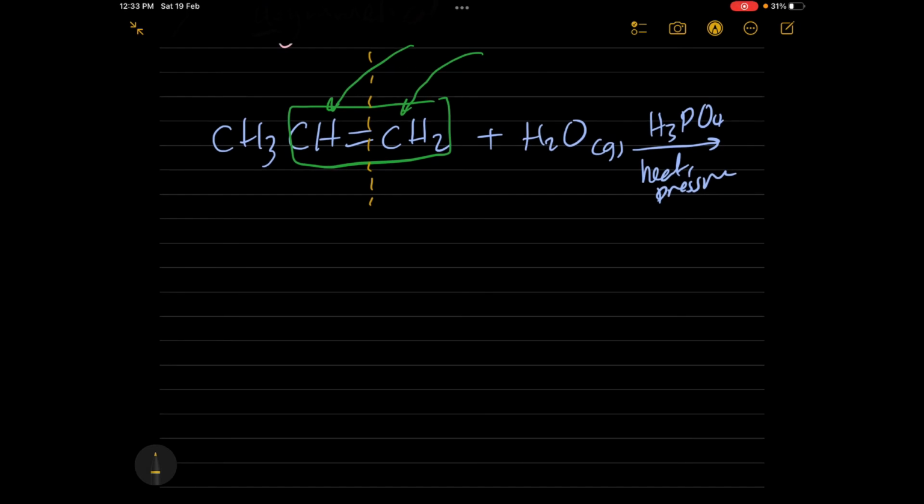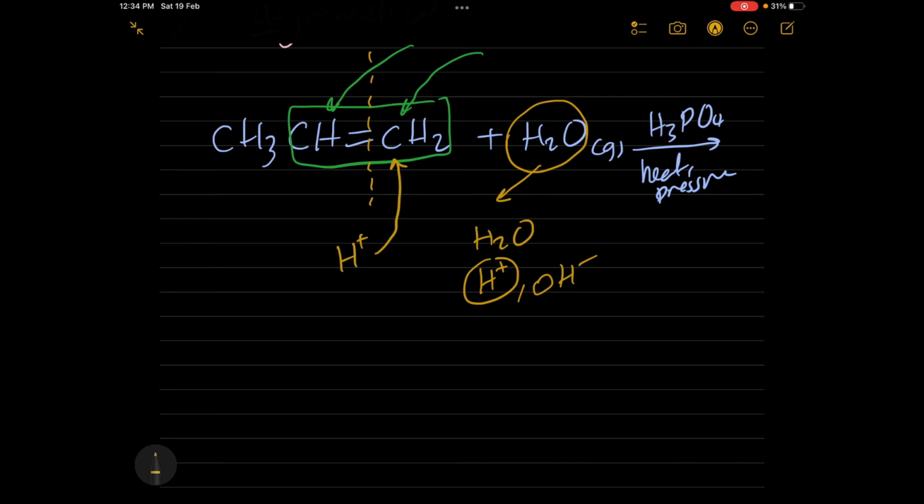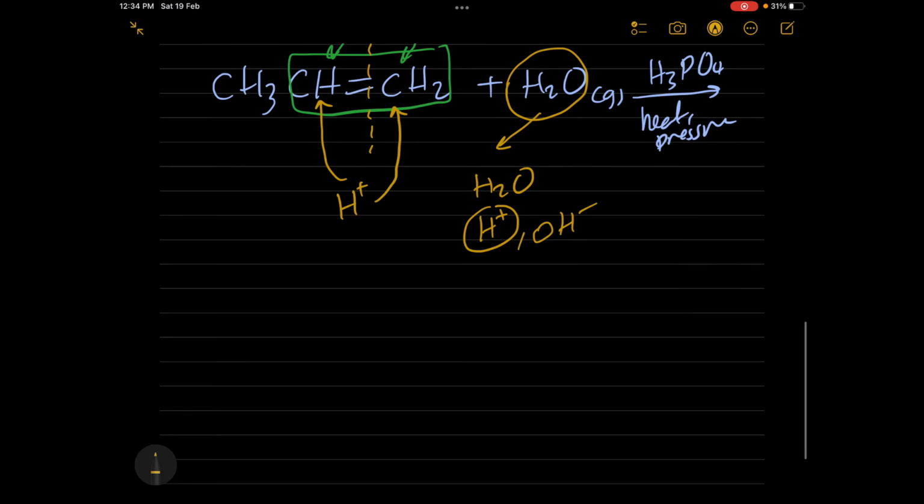We have two probabilities. According to what we know, the first step for adding H2O is catching the H plus first, then followed by the OH negative. All right, so we have two probabilities. Let's start with the first, the hydrogen. This hydrogen plus could attack this carbon or this carbon. So we're going to write all of these possible answers.